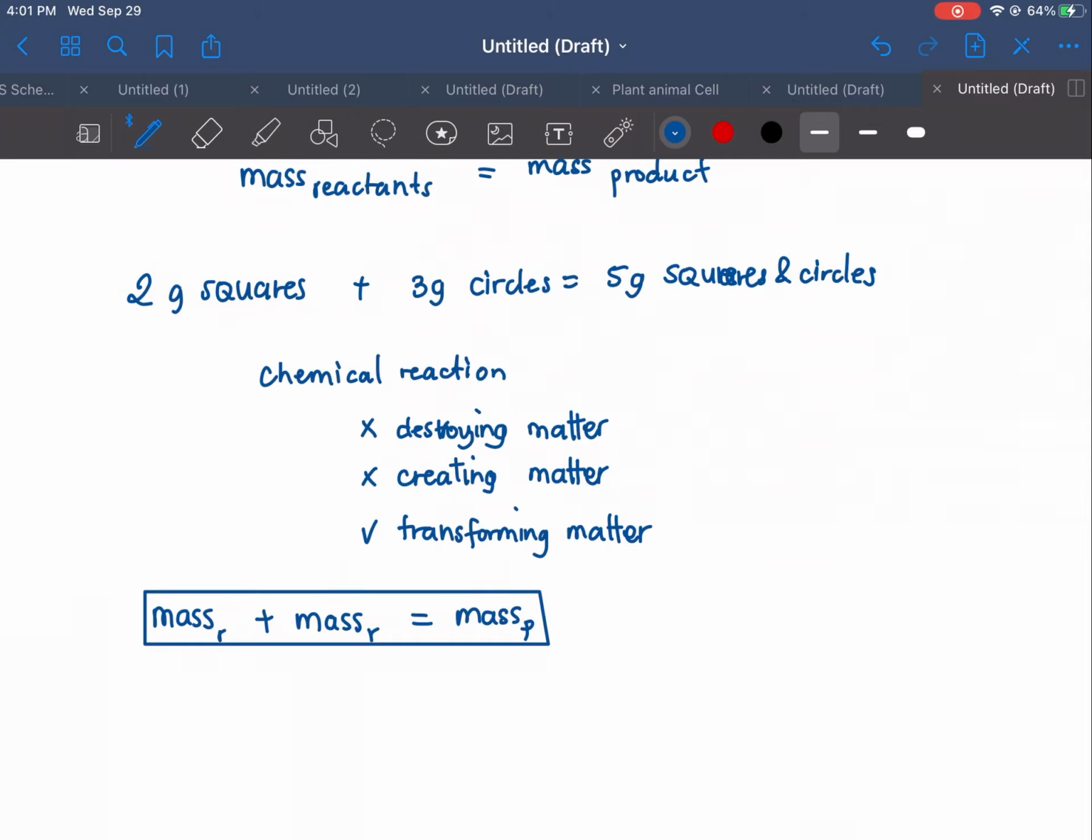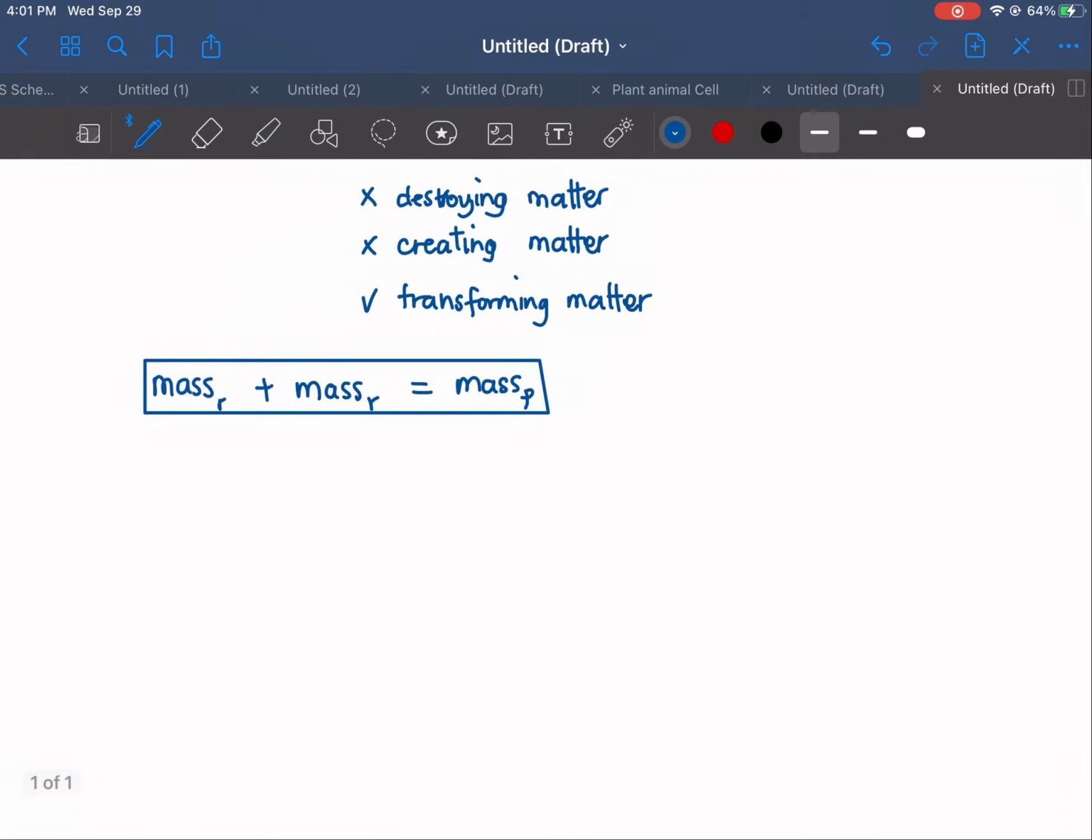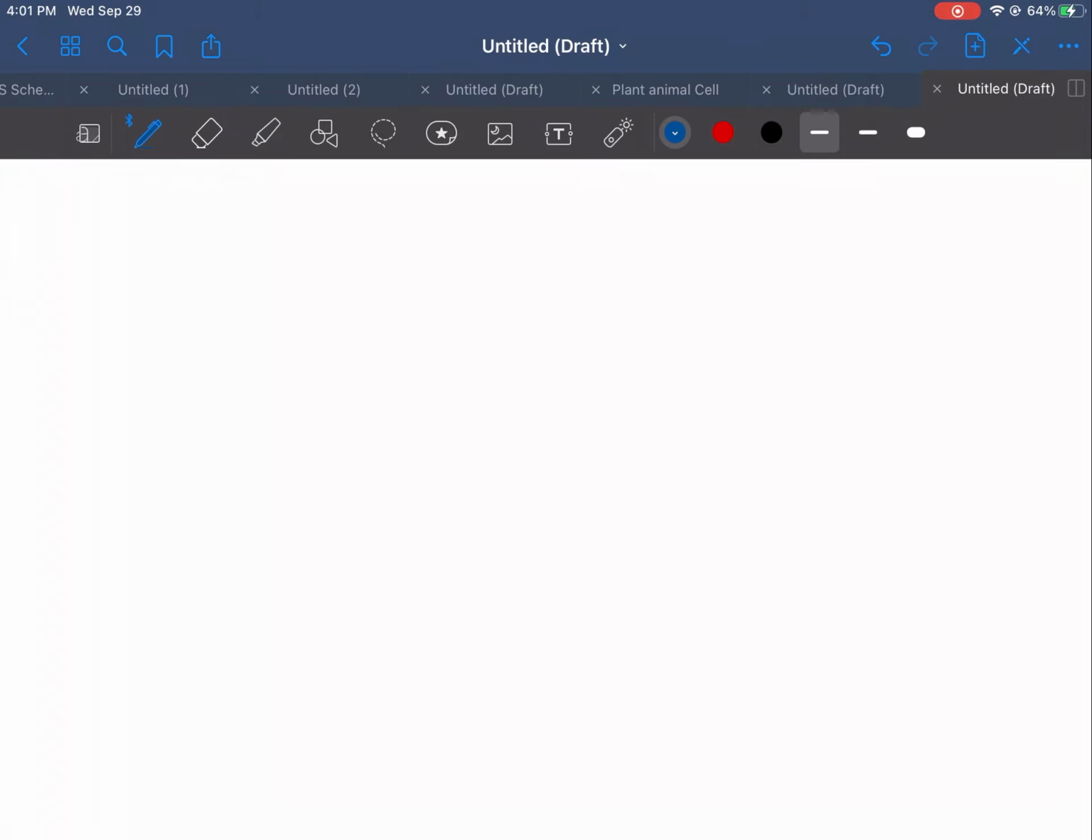Let's try this one actually. Let me go into another page. I think I'm going to do a little bit of practice on this one. If you look at your handout, you'll see it there. We have sodium and chlorine. If you add them, you will produce a salt.